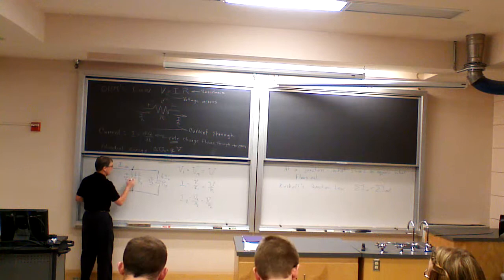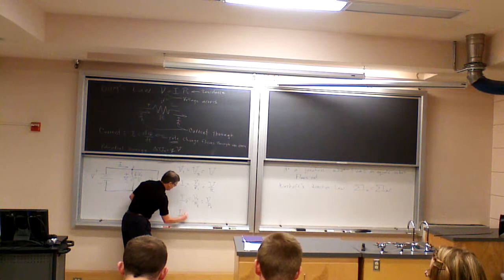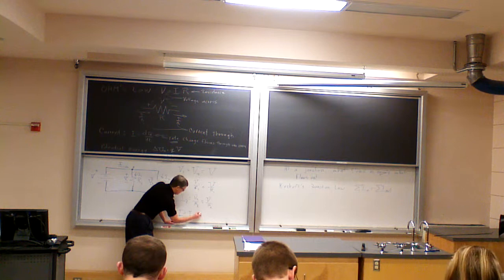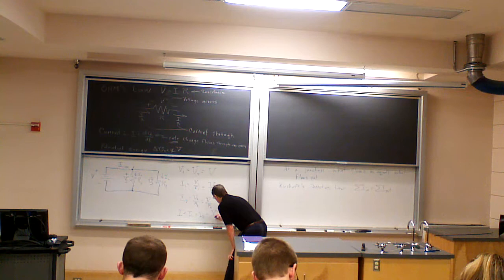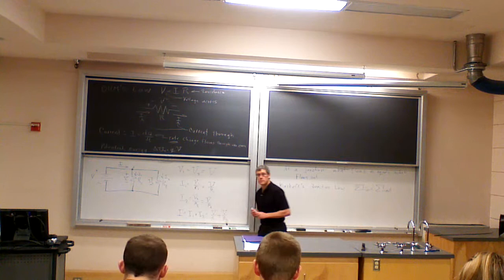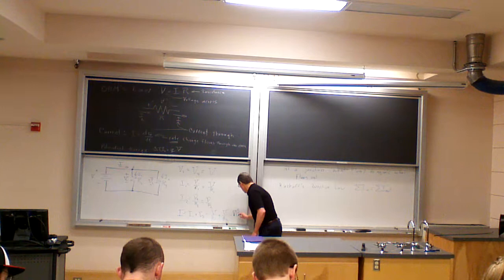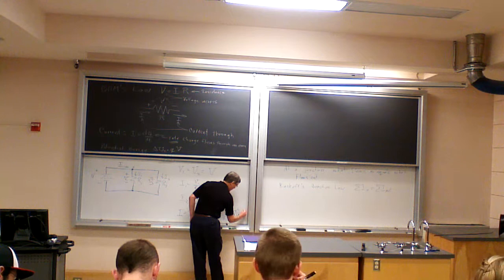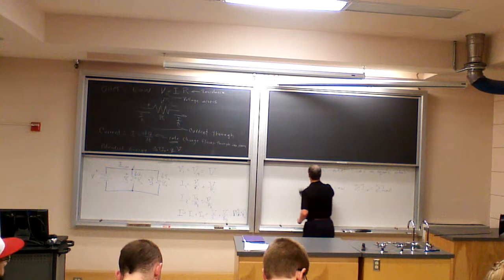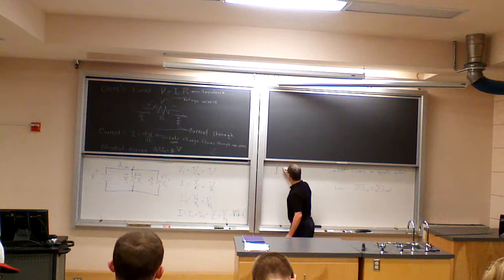So I must equal I1 plus I2, which equals V over R1 plus V over R2. We can factor out the V, can't we? So we've concluded now, for this circuit, I equals V times 1 over R1 plus 1 over R2.